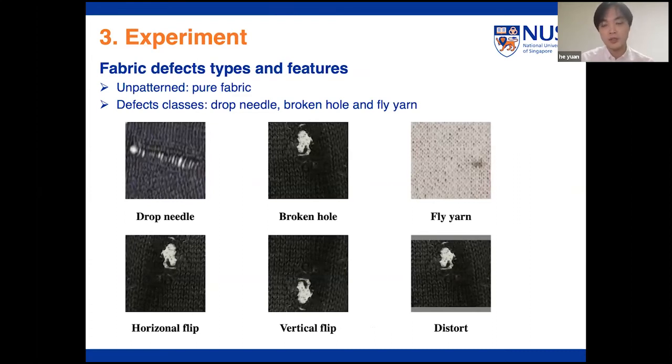And what we do is from a webbing company. Yeah, it's a cooperation project. We cooperate with a company, and you can see this image is not so repetitive. In this project we only have 3 different defects: drop needles, broken holes, and fly yarn. To augment the data set, we also use flipping and distortion methods.